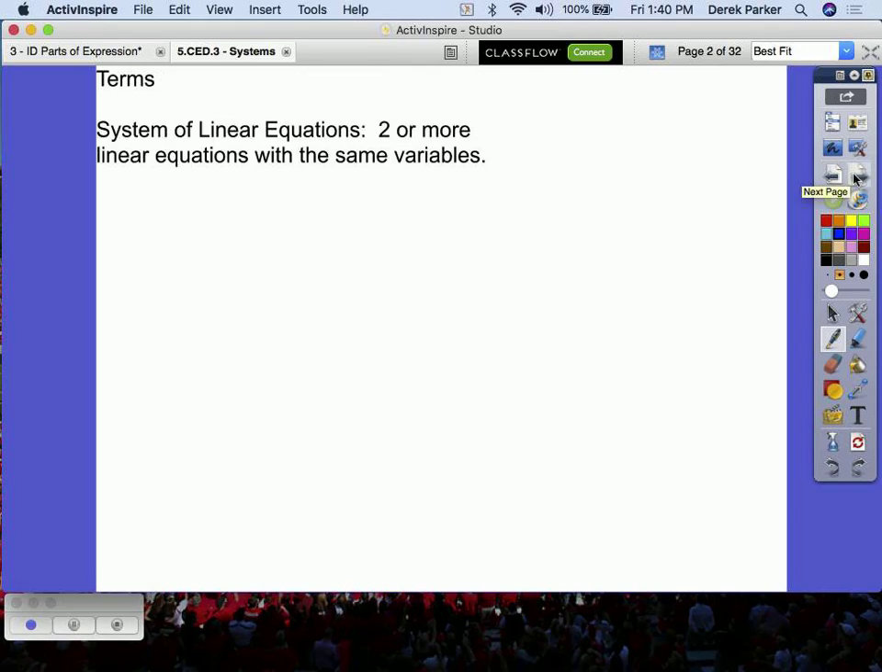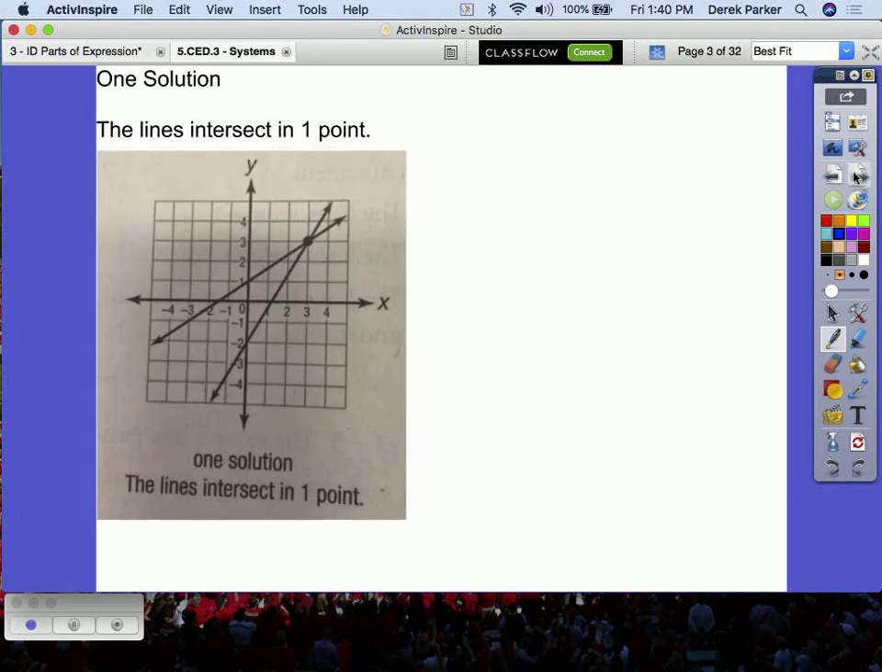Just a quick reminder, a system of linear equations is when you have two or more linear equations with the same variables, and you're trying to find: does it have one solution, meaning an XY solution, no solution, or infinite solutions. Here's an example of one solution. The lines intersect at one point. As you can tell on the graph, the solution here is 3, 3. Those two equations intersect at a point. That means those two linear equations have a solution.